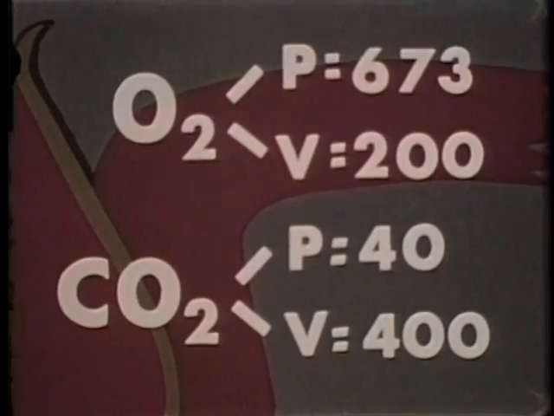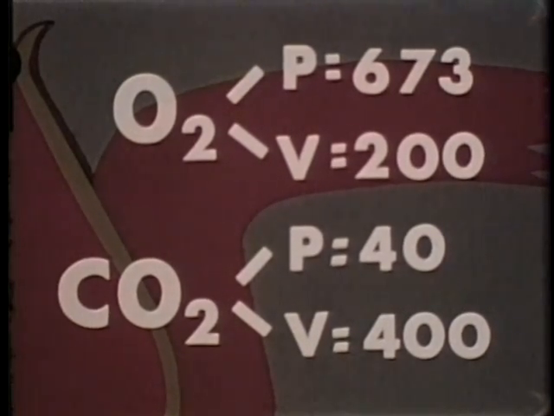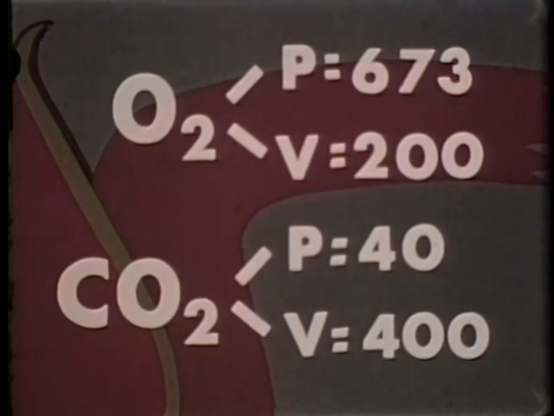When this process is complete, the arterial blood leaving the lung will contain 200 milliliters of oxygen at a partial pressure of 673 millimeters and 400 milliliters of carbon dioxide with a partial pressure of 40 millimeters of mercury.